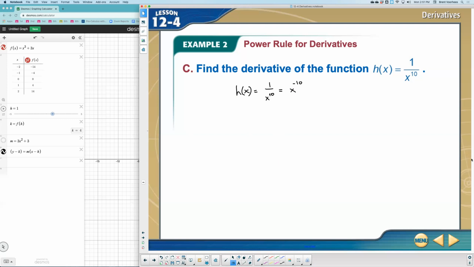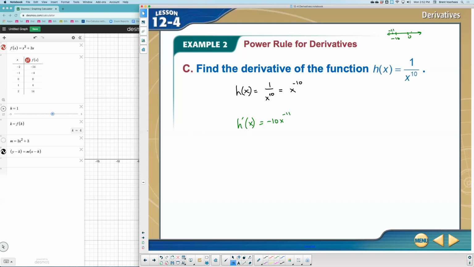So what does that mean for my problem? I could say h prime, the derivative of h, is going to be take that negative 10, move it to become the constant, and then I subtract 1. Now be careful. Negative 10 minus 1 is not negative 9. Negative 10 minus 1 more, if you think of a number line, if here's 0 and you go all the way over and say that's negative 10 there, if you subtract 1 more, you actually go to negative 11.